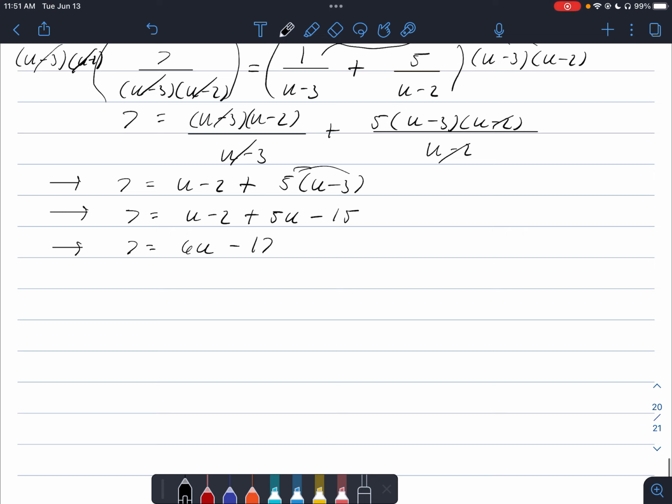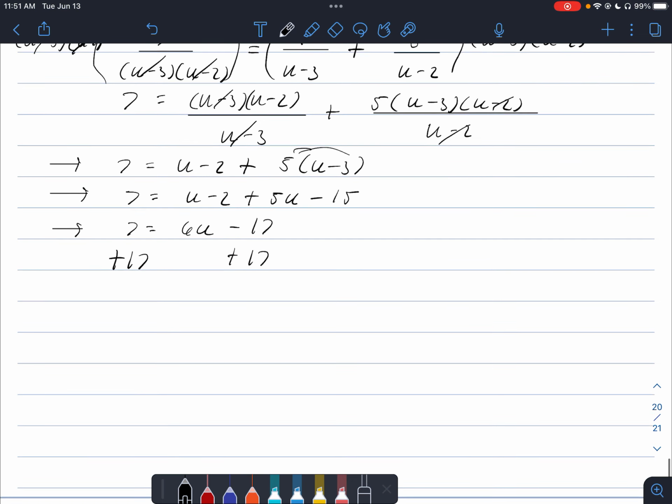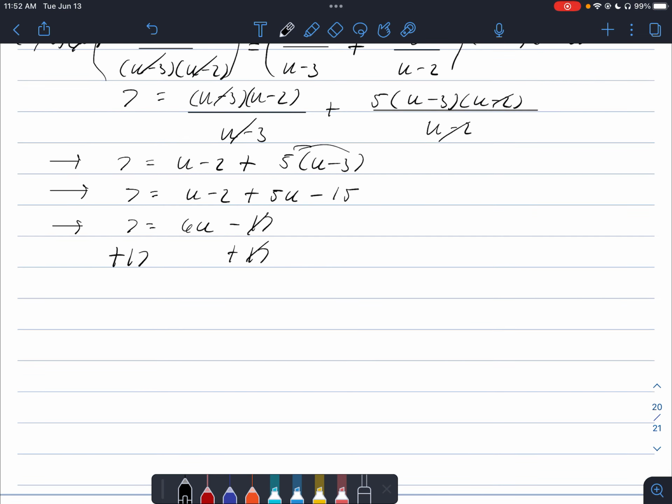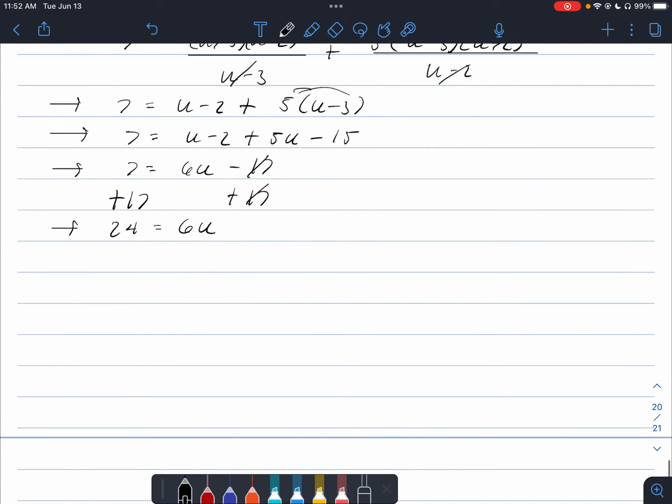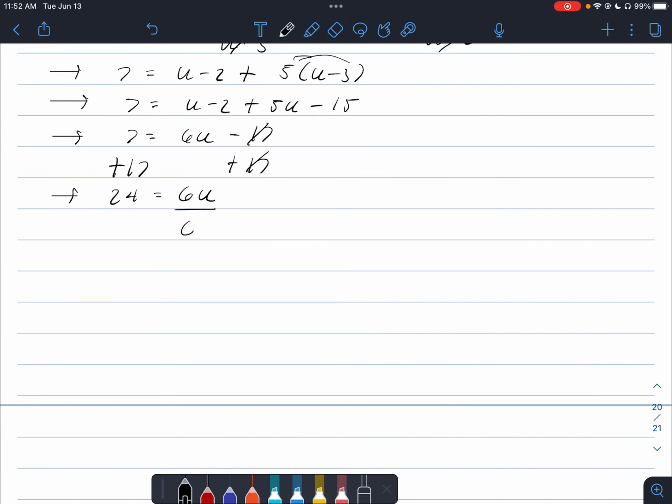All right, so now what we can do is add 17 to both sides of the equation, and we'll get that 24 is equal to 6u. Here, we can go ahead and divide by 6. These 6's will cancel, and we get that u is equal to 4.